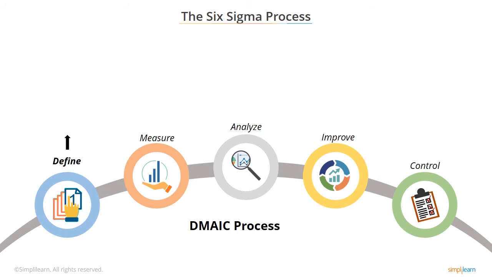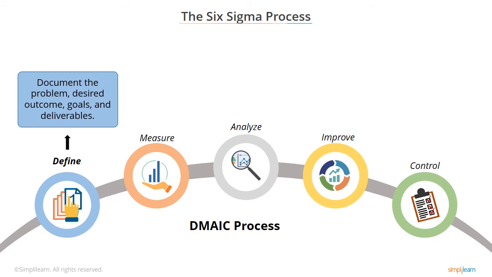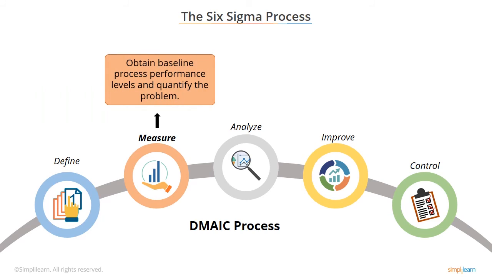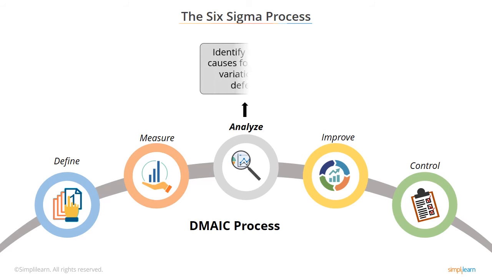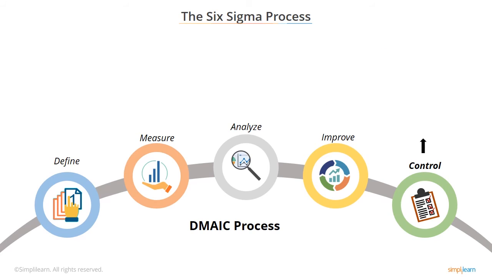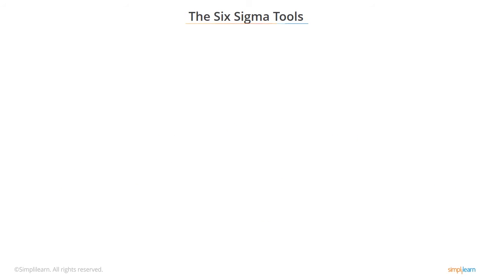The purpose of the define phase is to document the problem, the desired outcome, goals, and deliverables. The purpose of the measure phase is to obtain baseline process performance levels and quantify the problem. The focus of the analyze phase is to identify the key root causes for process variation and defects. The purpose of the improve phase is to develop, test, and implement the solutions. The goal of the control phase is to monitor the key factors and maintain the gains. You learned the aspects of the DMAIC process.